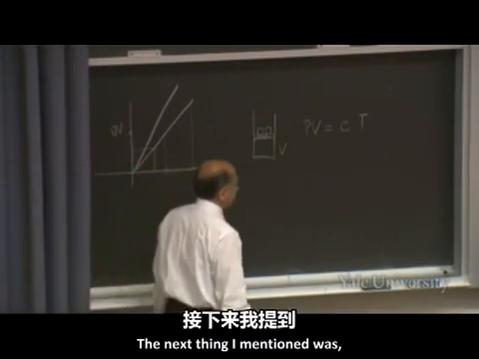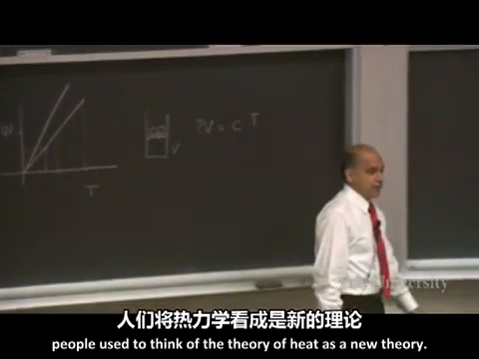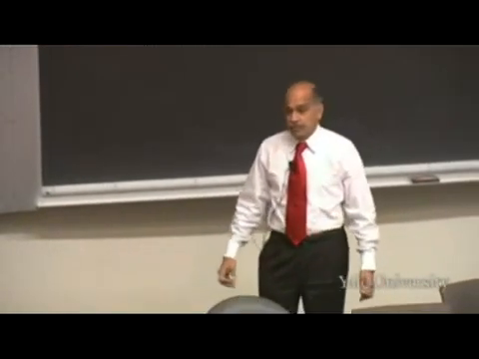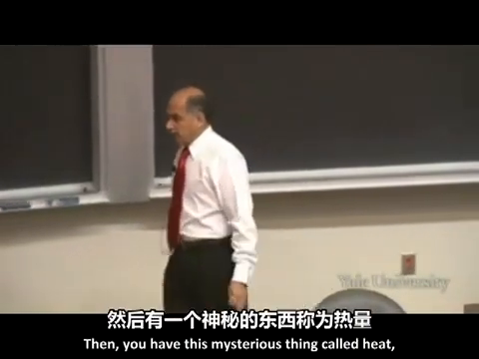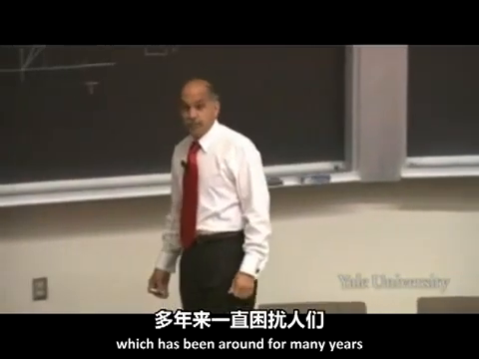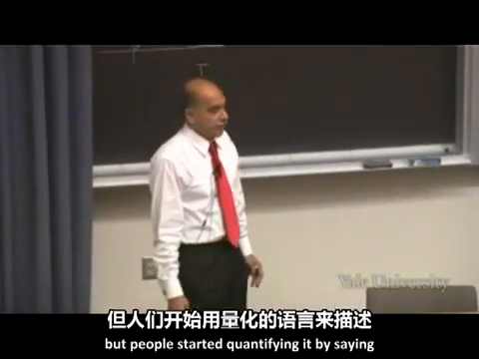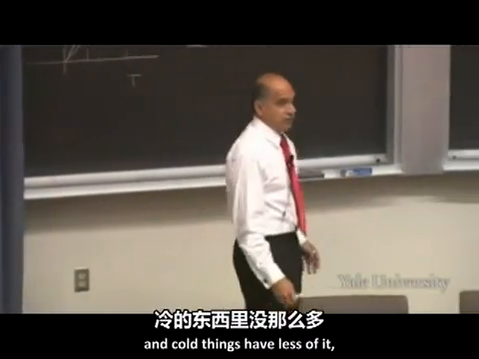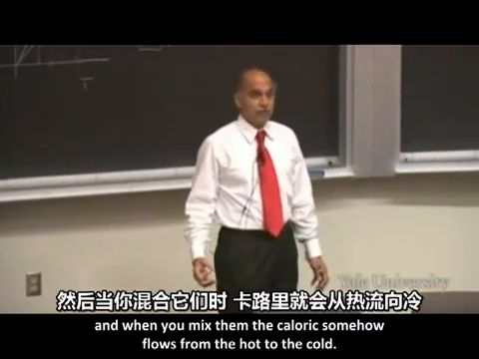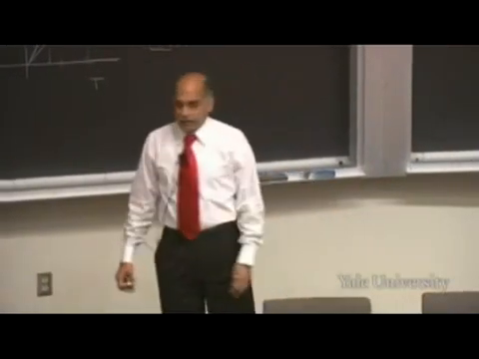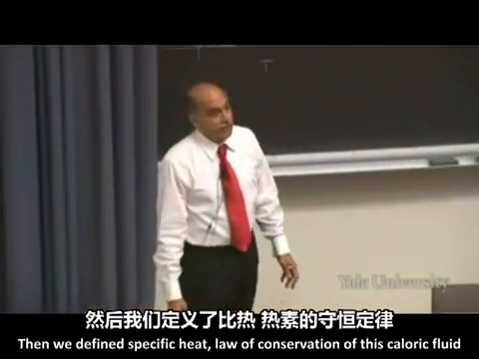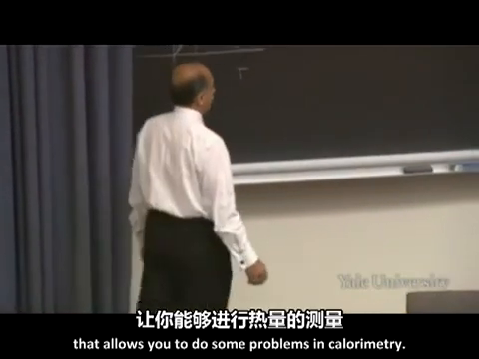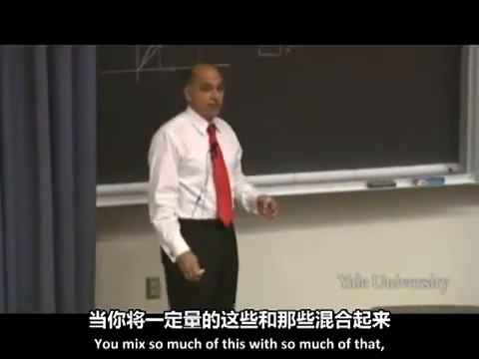Next thing I mentioned was people used to think of the theory of heat as a new theory. You had mechanics and all that stuff, levers and pulleys and all that. Then you had this mysterious thing called heat, which had been around for many years, but people started quantifying it by saying there's a fluid called a caloric fluid, and hot things have a lot of it and cold things have less of it. And when you mix them, the caloric somehow flows from the hot to the cold. Then we defined specific heat, a law of conservation of this caloric fluid that allows you to do some problems in calorimetry. You mix so much of this with so much of that, where will they end up?